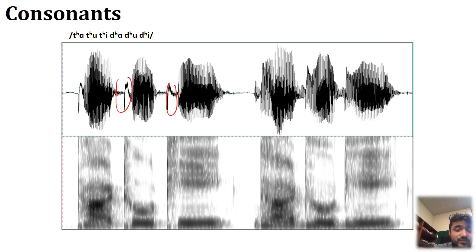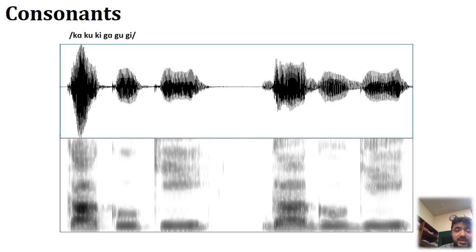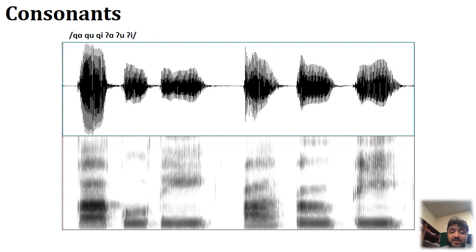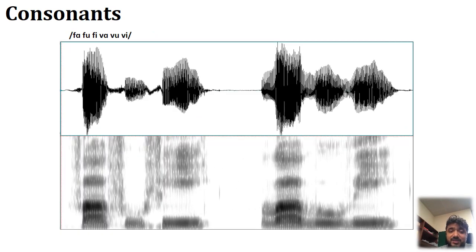Observe these, very clear. Observe this voicing, again, very clear. Ga gu ki, ga gu gi. Again, as we said at that point, you don't have very clean bursts here. You don't always see a very clean burst. Sometimes a broken burst is an indicator of that as well. Ka ku ki, ga gu gi, ka ku ki, a u i, fa fu fi, wa fu vi. Observe the voicing.